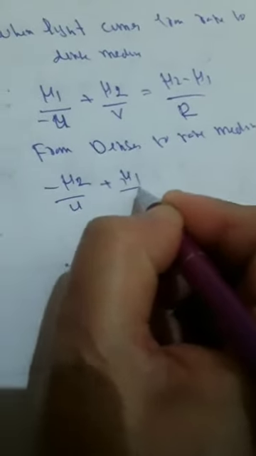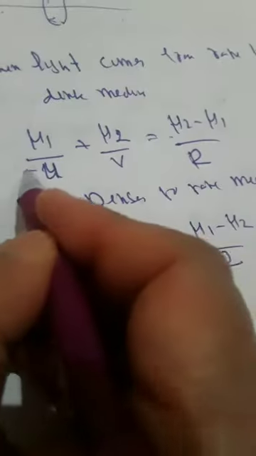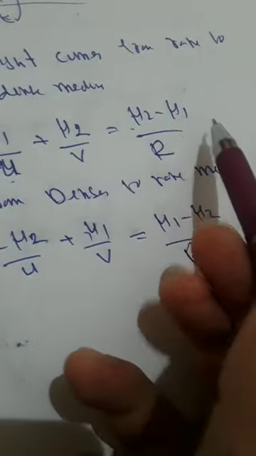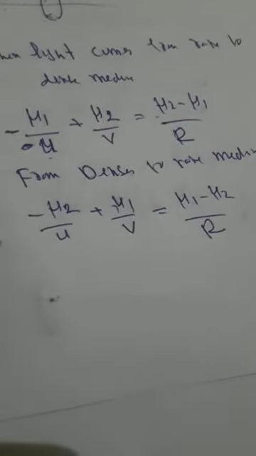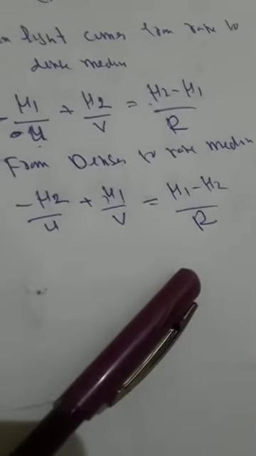If light comes from denser to rarer medium, then you have to remember this: minus μ2 divided by u, where u is the object distance, plus μ1 divided by v, is equal to (μ1 minus μ2) divided by R. Here, μ2 divided by minus u, this minus comes here too: minus μ2 divided by u plus μ1 divided by v is equal to (μ1 minus μ2) divided by R. So if light falls from denser to rarer medium, you have to remember this formula. You have to remember these two formulas.